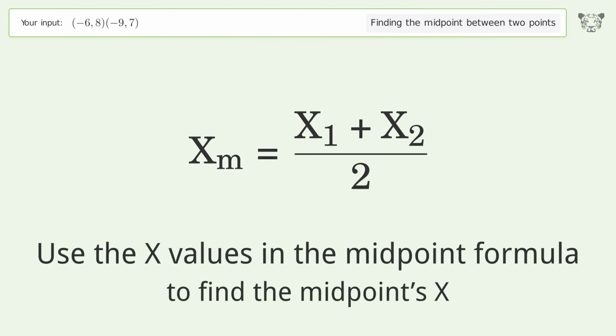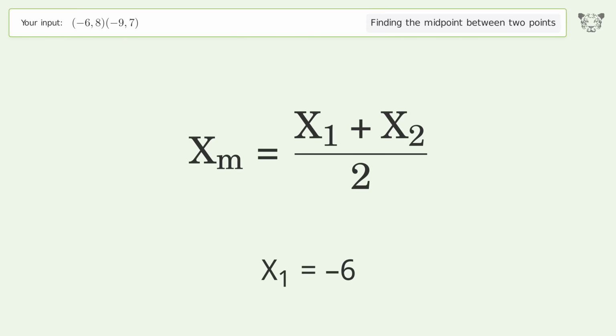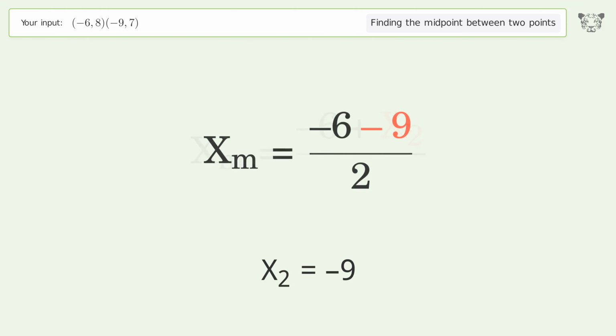Use the x values in the midpoint formula to find the midpoint's x. x1 equals negative 6. x2 equals negative 9. Simplify the arithmetic.